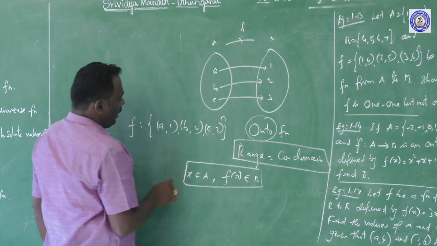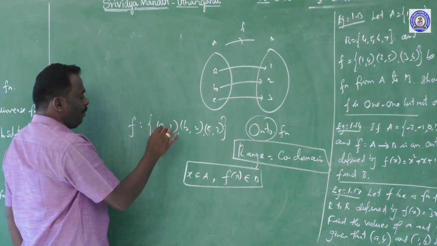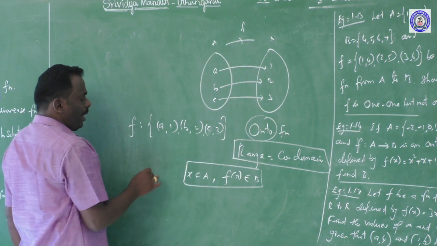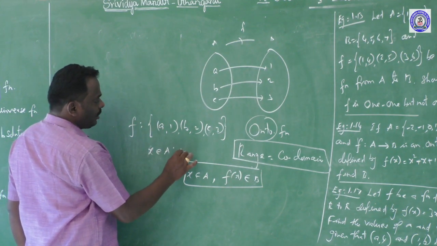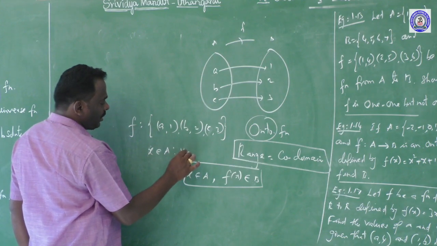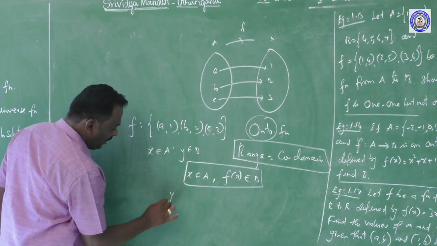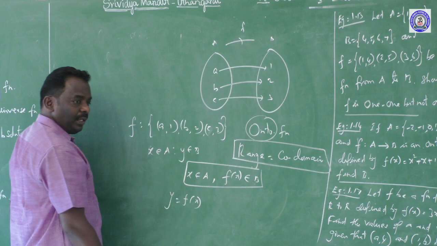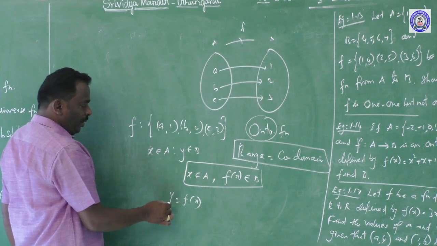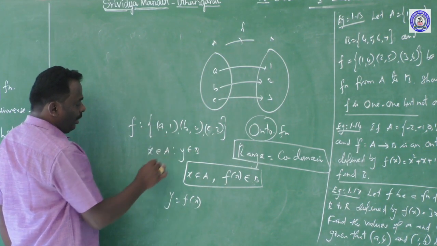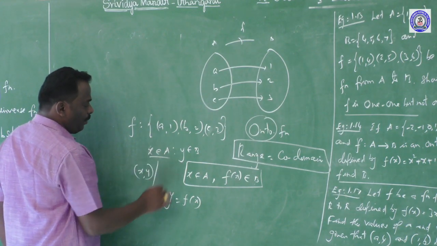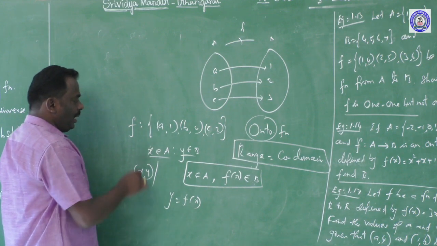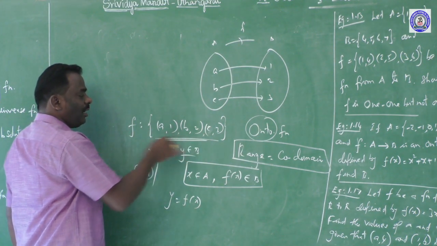Here the first elements belong to A, so x belongs to A. Then y is the second element, which belongs to B. y is defined by f of x. Therefore the function value is y, and the ordered pair is (x, y), such that x belongs to A and y belongs to B. That is the function f written as ordered pairs.